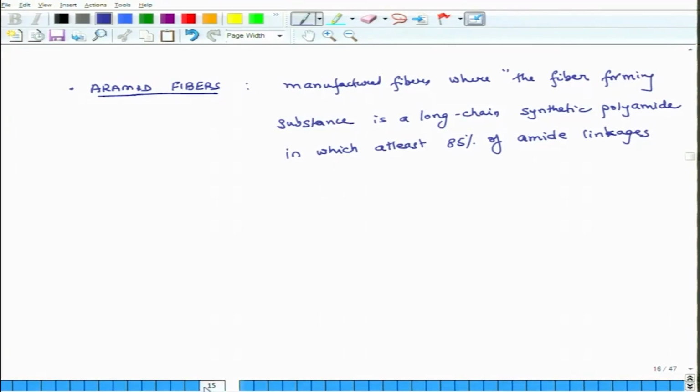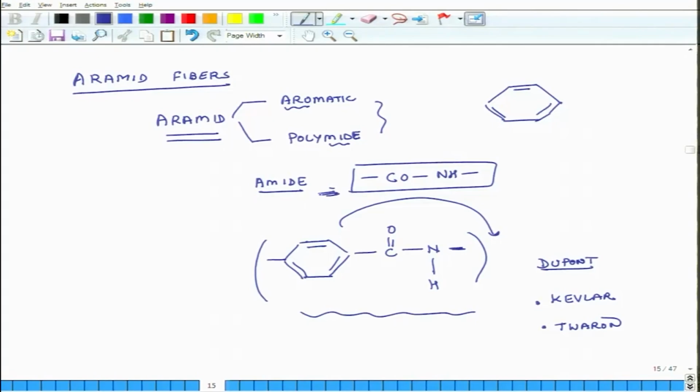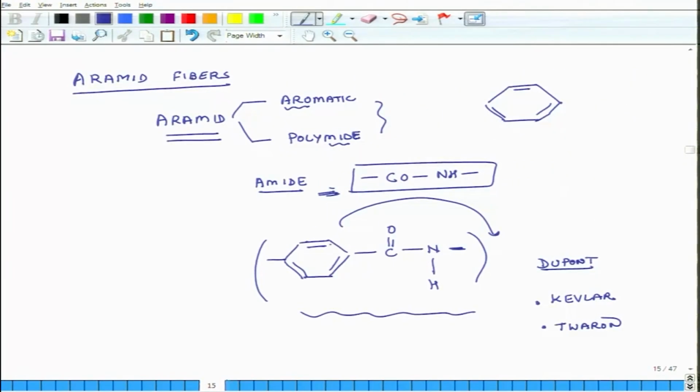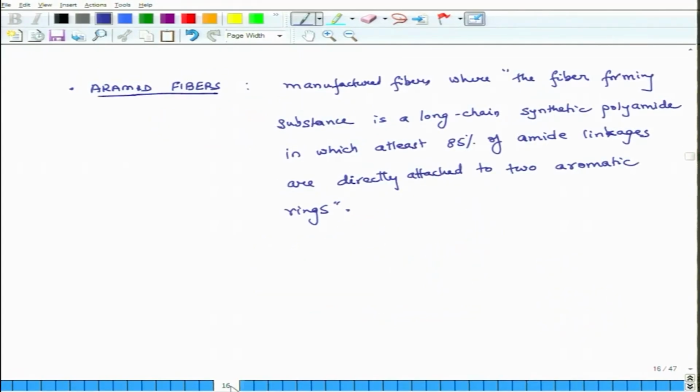So, what are amide linkages? We have discussed this. This is an amide linkage. So, at least 85% linkages are directly attached to two aromatic rings. So, this is an aromatic ring. So, if you connect another link here and you repeat that, then you get an aramid fiber. So, this is the official definition of the structure.